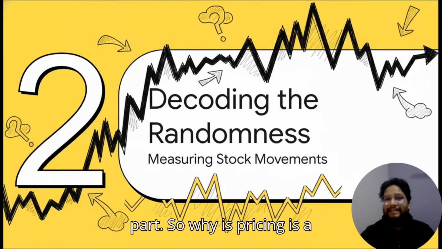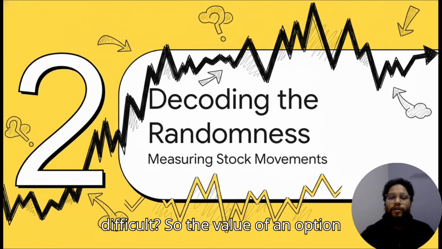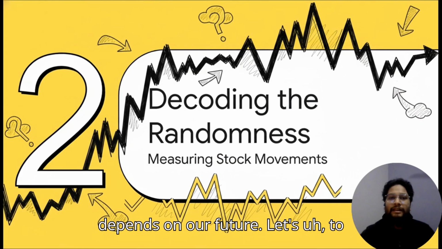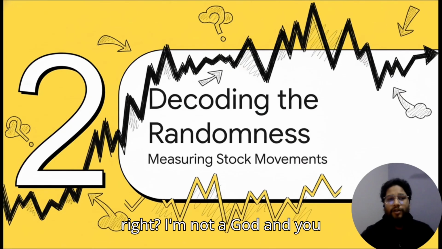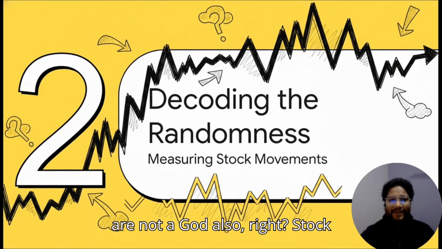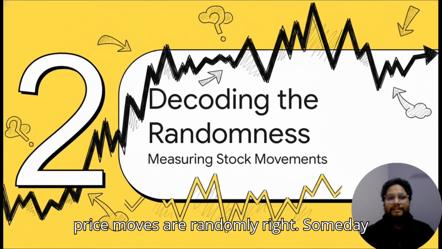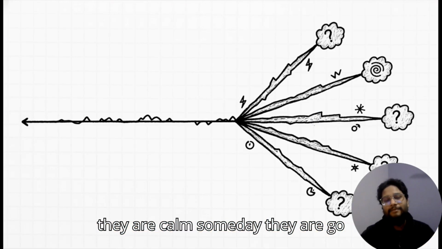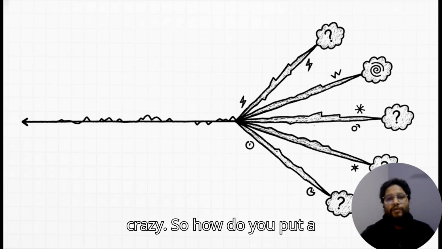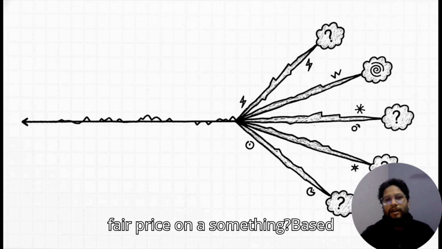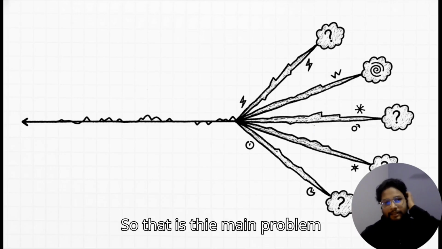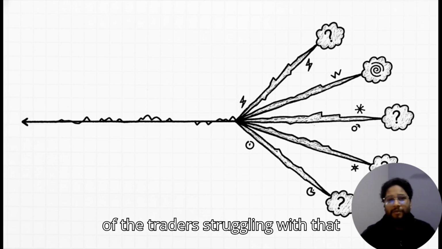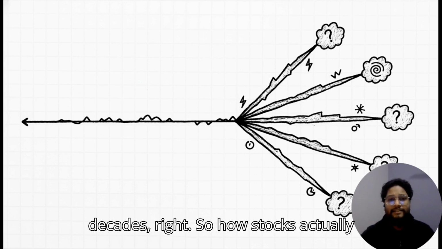So why is pricing difficult? The value of an option depends on the future. Let's be honest, nobody knows the future, right? I'm not a god, and you are not a god either, right? Stock prices move randomly, right? Some days they are calm, some days they go crazy. So how do you put a fair price on something based on uncertainty? That is the main problem traders struggled with for decades, right?